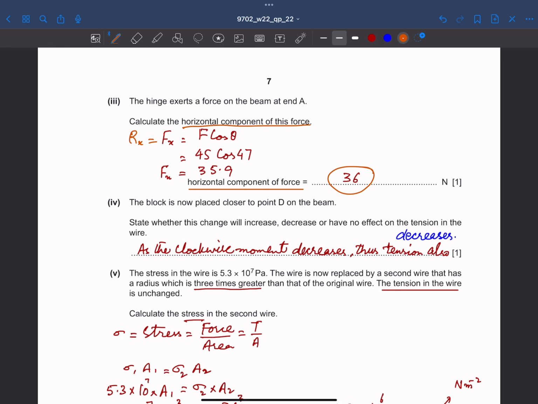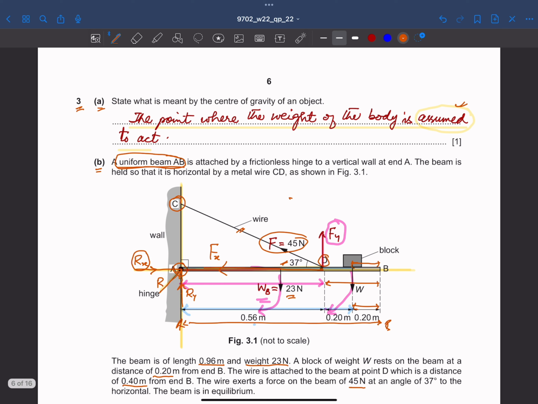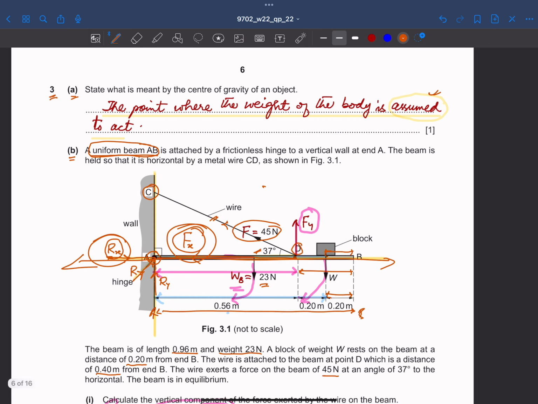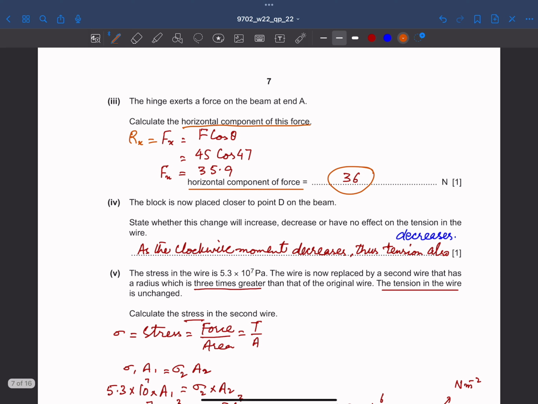So again, be careful that they are asking here the x component of the reaction force. So I am just taking this as Rx, which will be equal to Fx, the x component of this force which is in the wire. And why? Because there is no movement along the x-axis. So Rx will be equal to Fx. So that's why we have calculated this Fx, which is nothing but Rx, or Rx, which is nothing but Fx. I think this point is clear.